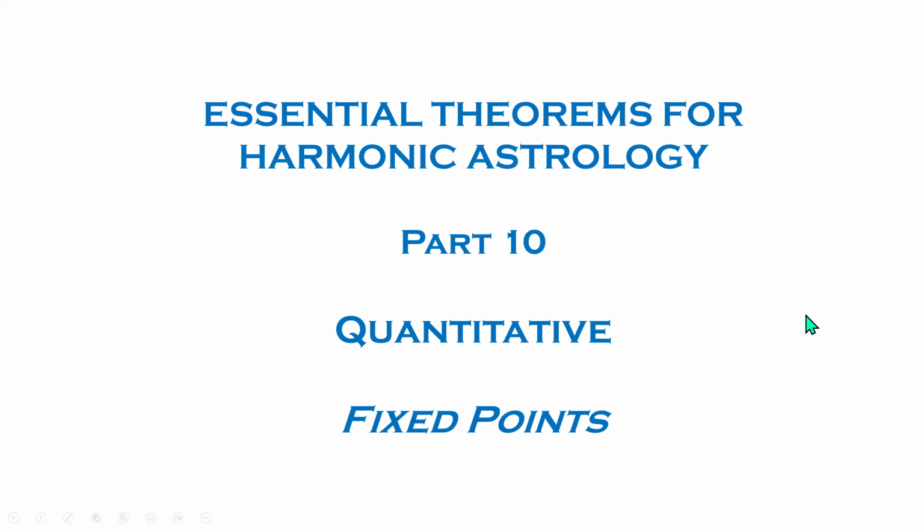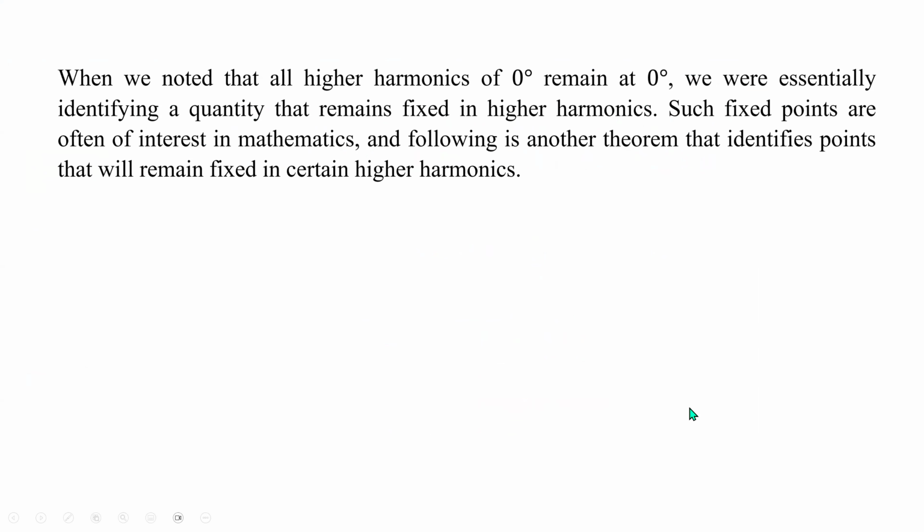Okay, here we are. Essential theorems for harmonic astrology, part 10, fixed points. Now, when we noted that all higher harmonics of 0 degrees remain at 0 degrees, we were essentially identifying a quantity that remains fixed in higher harmonics. And such fixed points are often of interest in mathematics. And following is another theorem that identifies points that will remain fixed in certain higher harmonics.